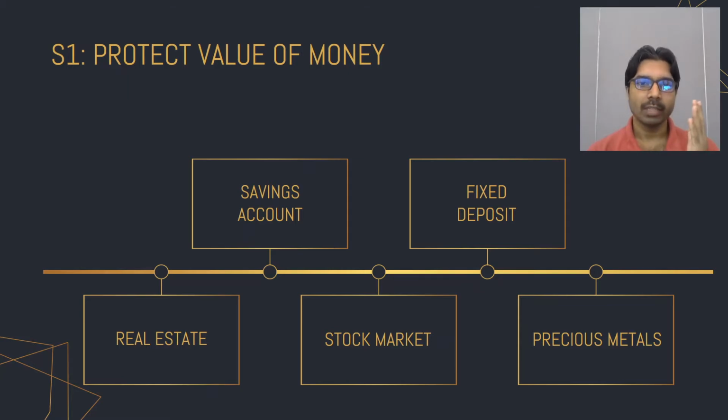First is by taking advantage of the savings account, which is something that everybody knows. But some people also like to use fixed deposit, which is another way you can protect the value of your money. But there are also other ways you can protect or even grow the value of your money by using, for example, real estate, stock market, and of course precious metals. These are just some of the ways you can protect the value of your money, and in the next slide I'm going to tell you the pros and cons of each of these methods available.